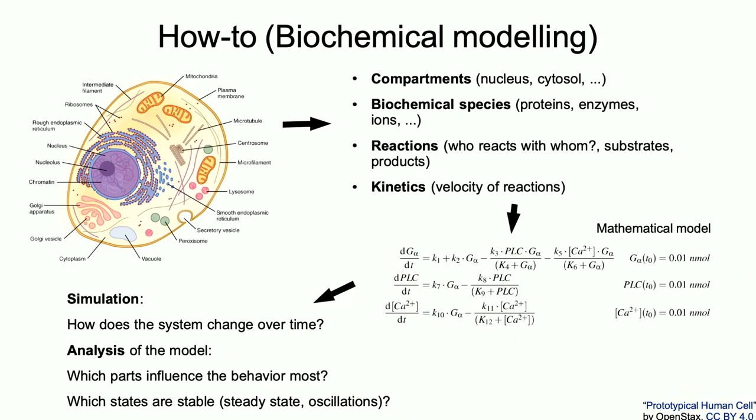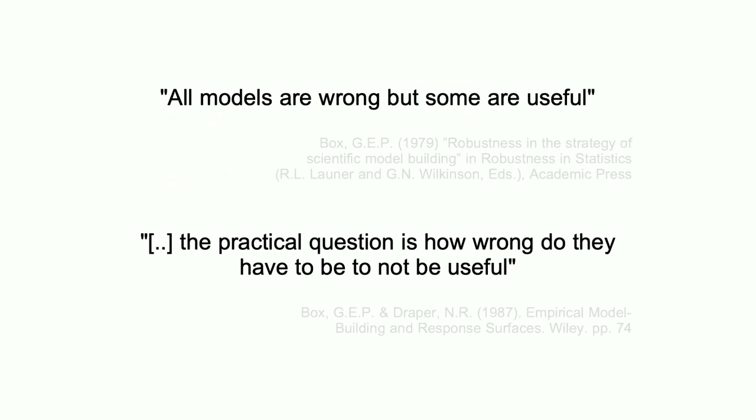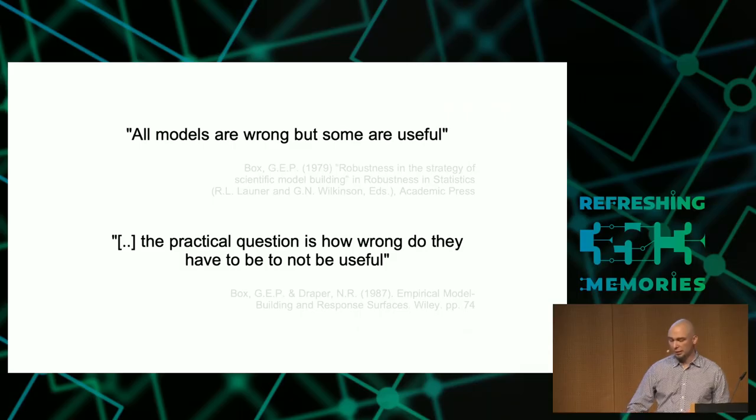I don't want to go into detail. I only have like two or three formulas that might be interesting for you. So this is just any mathematical model you have of these systems, and then you can start analyzing them. You can ask questions like, how does the system change over time? That's simulation. Which parts influence the behavior most? What are the stable states? Do you have oscillations? Do you have a steady state? And so on. Now, you don't have to do that by hand, because we are actually also developing software. Well, that's just another thing. I guess you know that all models are wrong. We try to build useful ones.